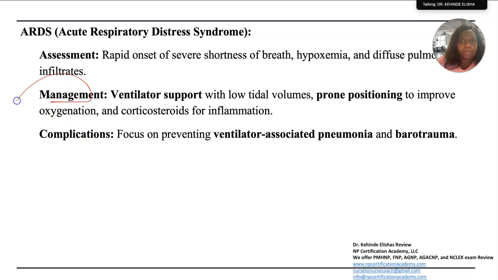How do you manage them? Of course, ventilator support, low tidal volumes. You want to put them in prone positioning to help improve oxygenation, and give corticosteroids for inflammation. What about complications? Focus on preventing ventilator-associated pneumonia and barotrauma.